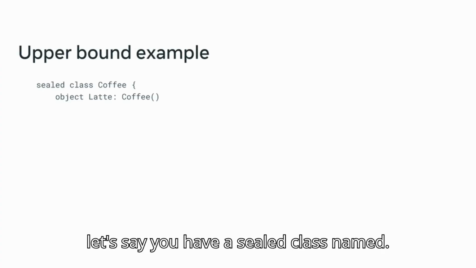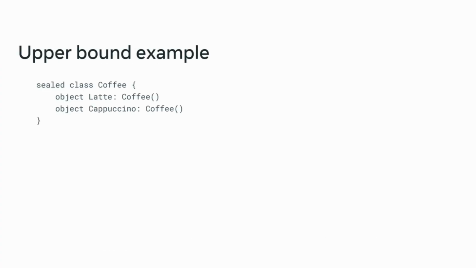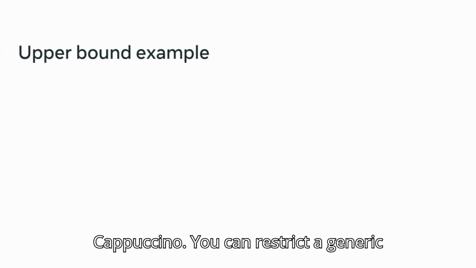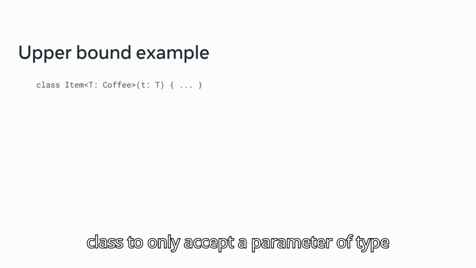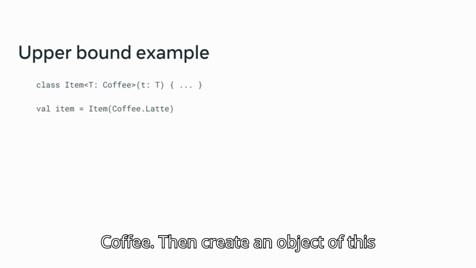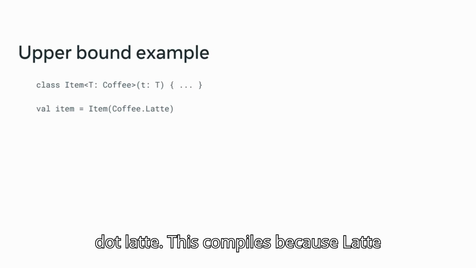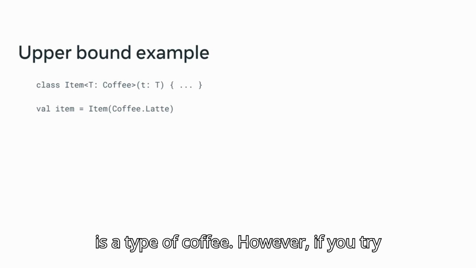For example, let's say you have a sealed class named Coffee and two subtypes called Latte and Cappuccino. You can restrict a generic class to only accept a parameter of type Coffee. Then create an object of this class as val item = Item(Coffee.Latte). This compiles because Latte is a type of Coffee.